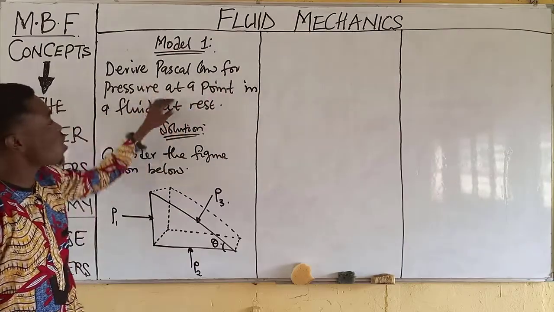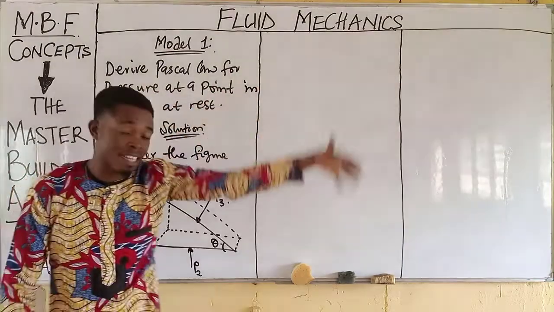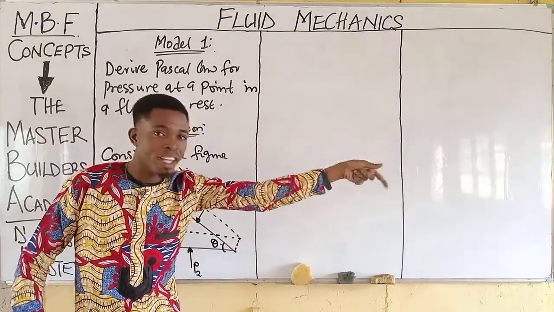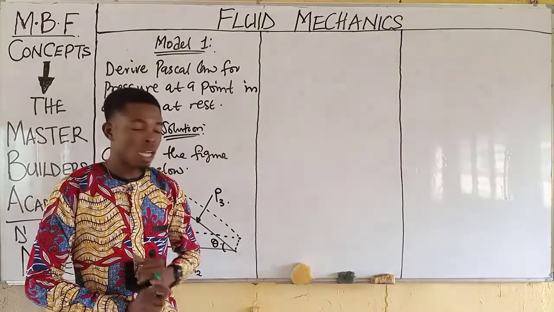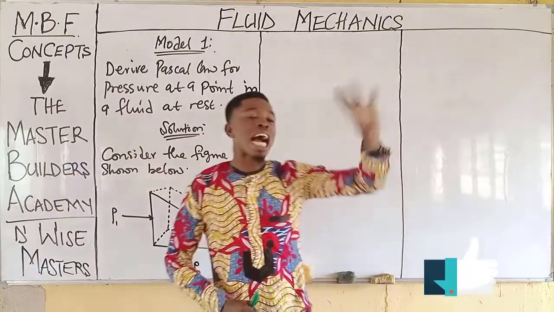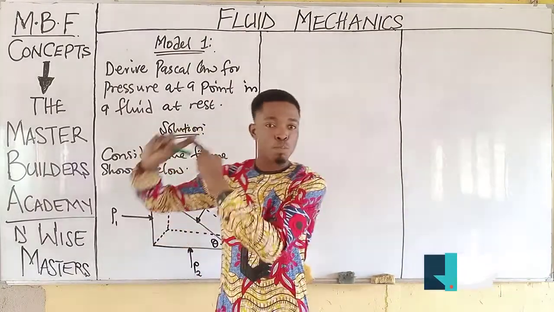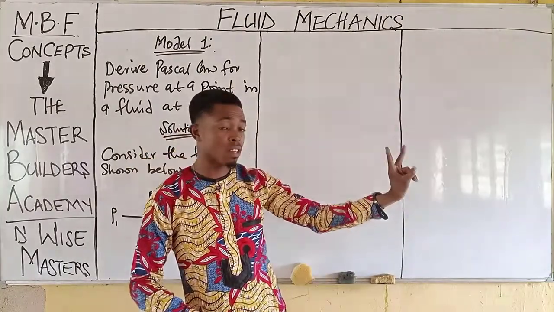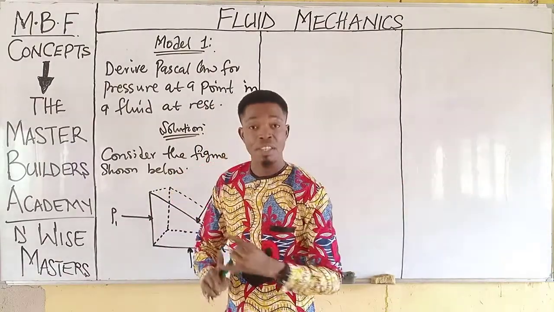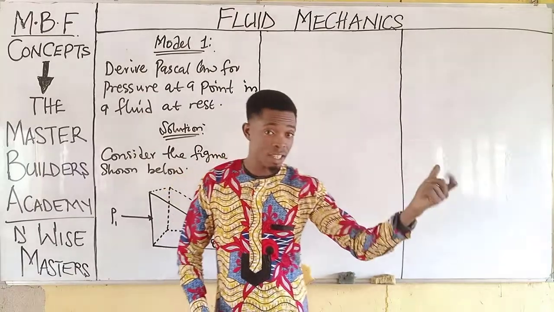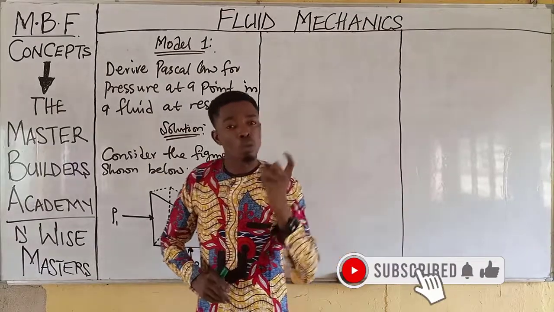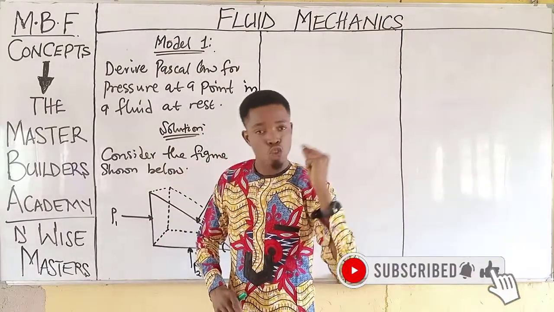Pascal law for pressure at a point in any fluid at rest states that such fluids have equal pressure in all directions. And now we know that in physics, generally in science, we have plane, we have space. For plane, we have 2 directions, which is direction x and direction y. But for space, we have 3 directions, which is direction x, direction y, and direction z. So in this regard, we are going to be making use of a space structure.